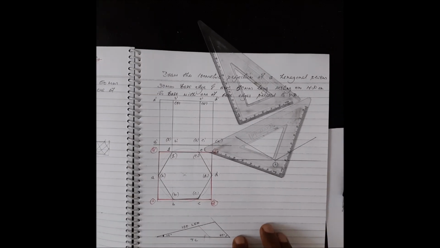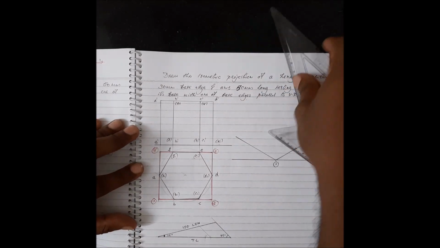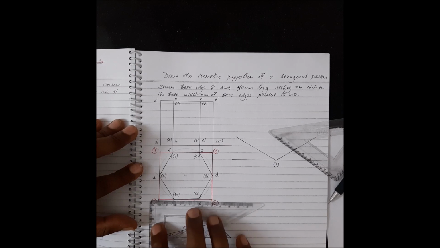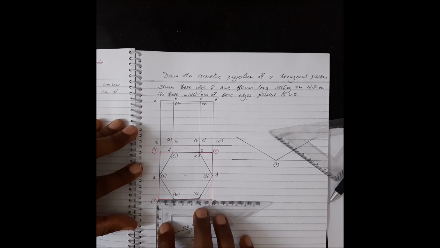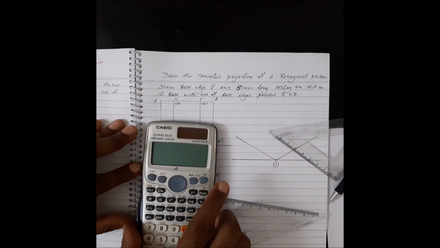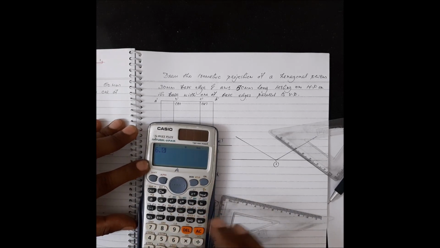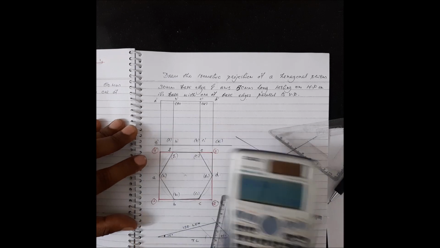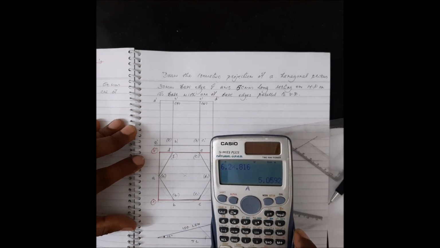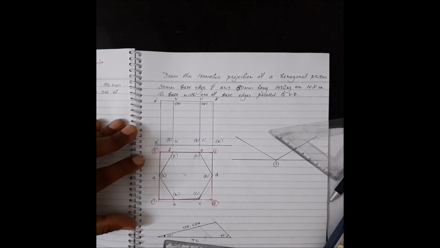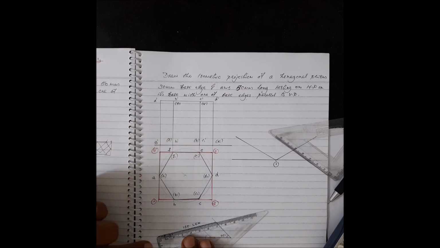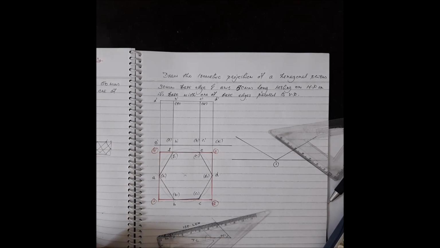So I get the corresponding isometric length here. What I'm going to do is measure this as 6.2. The isometric length 1, 2 is actually 6.2 into 0.816 equals 5.05. I'll take it as 5.1. Okay, so I'm going to just make sure my 1, 2 is at least 5.1. See, it's 5.1.